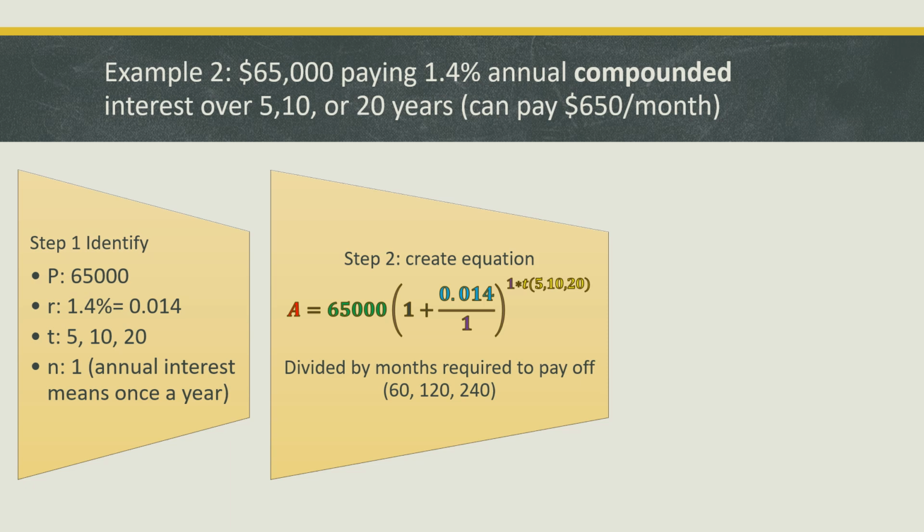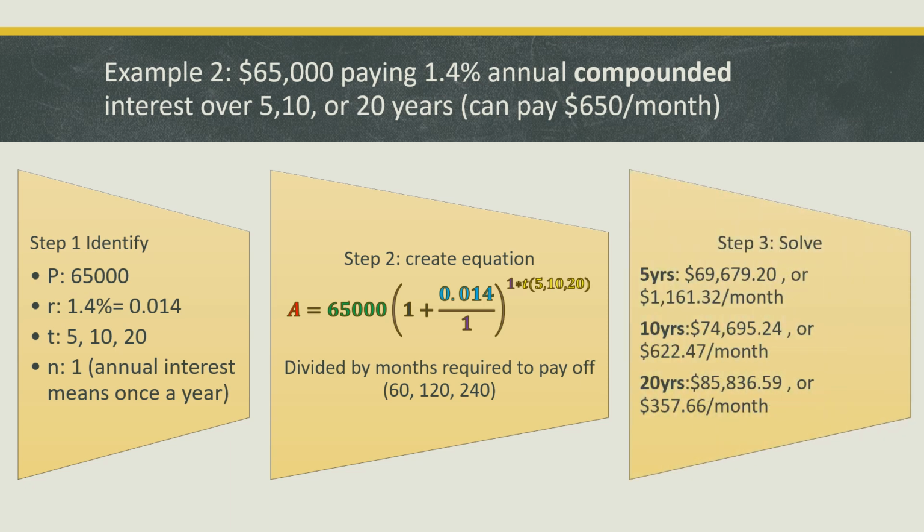If we do our numbering right, and if we crunch the numbers in the proper manner, we should wind up with the following answers. We should wind up with about $69,679 or $1,161 per month for 5 years, $74,695 or $622 per month for 10 years, and then $85,836 or $357 per month for 20 years.